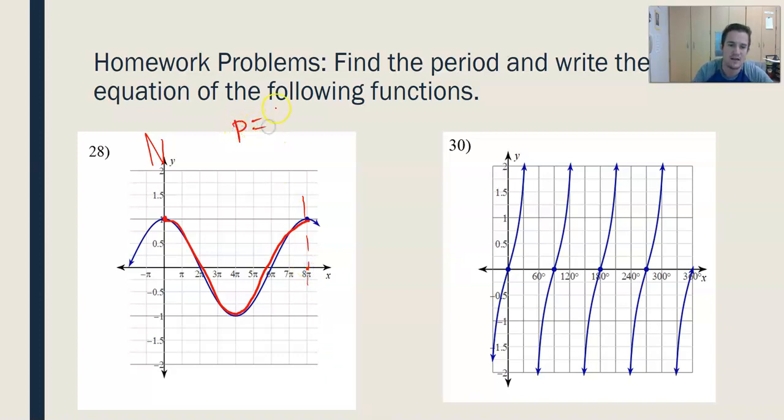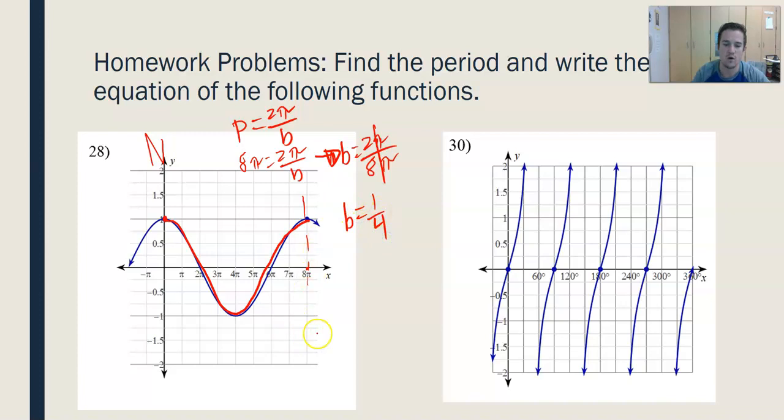So if my period here is 2 pi over b, because I'm using 2 pi since my graph here is in radians, then 8 pi is equal to 2 pi over b, because that's the period of this function. That means that b is equal to 2 pi over 8 pi. When I cancel out my pi's and reduce that fraction, b is equal to 1/4. So my function would be y equals cosine, because again I start at a maximum, of 1/4 theta.